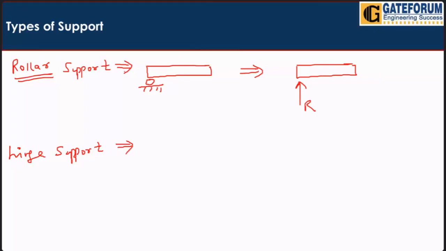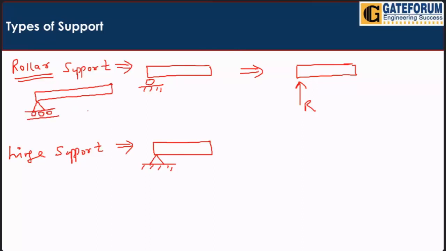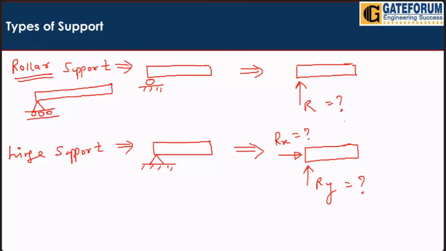So for hinge support, it will be represented like this. And roller can also be represented like this. One more diagram for the roller: in the books, roller will be represented like this. And here we have hinge support. In hinge support, we have two support reactions, one is Rx and another one is Ry. That means in the roller support we have one unknown, but in the condition of hinge we have two unknowns.